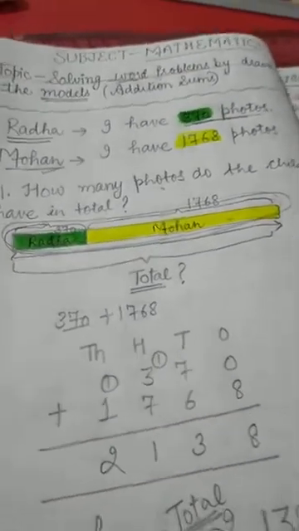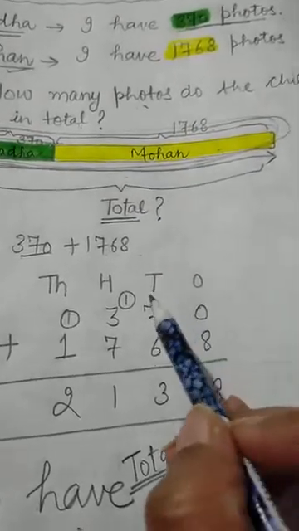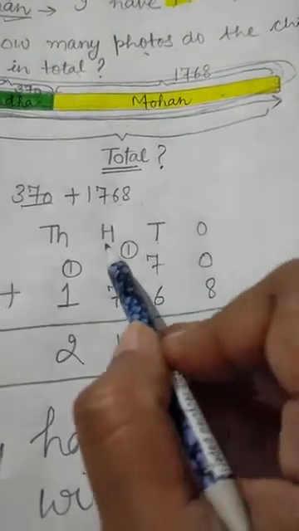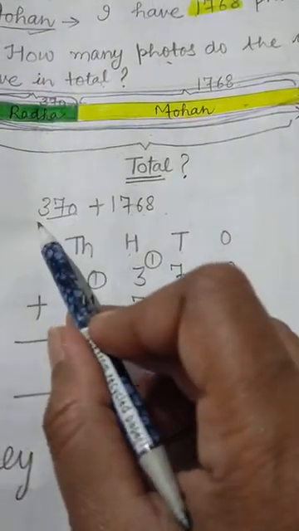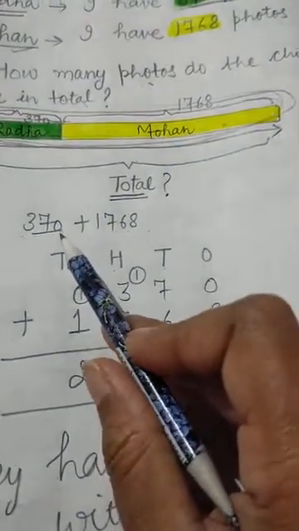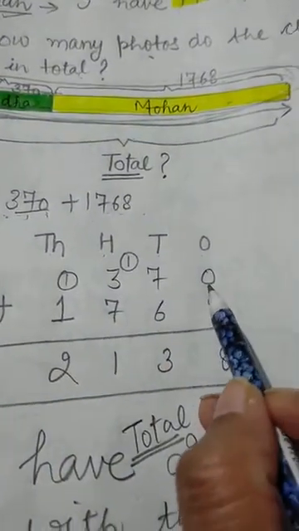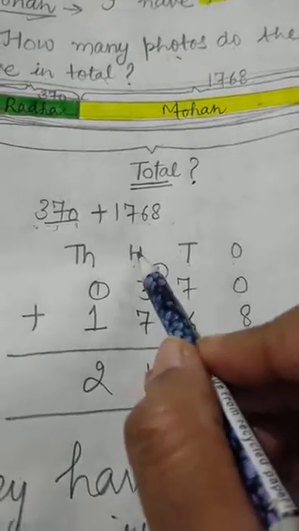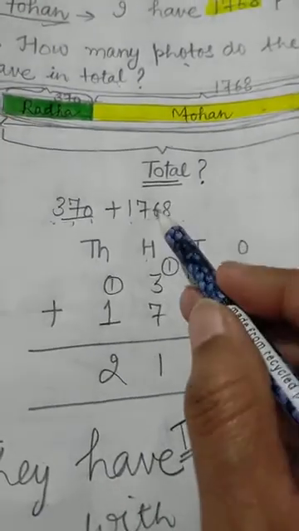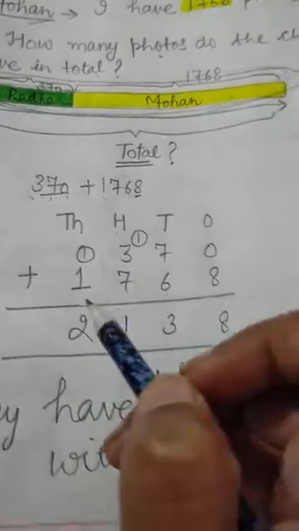1768. Now you have come to know that this is a sum of addition. How to add? For doing the addition, firstly we will write the places: ones, tens, hundreds, thousands. Now 370. We will start writing from the right-hand side, from the ones place. Firstly 0 ones, 7 tens and 3 hundreds. And the next number is 1768: 8 ones, 6 tens, 7 hundreds and 1 thousand. So now we will add these.